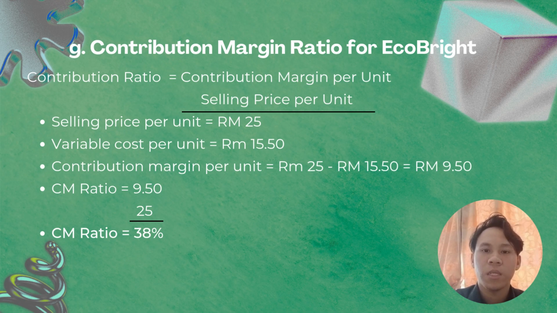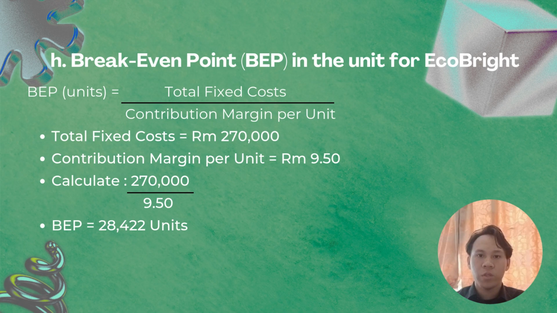This means 38% of each ringgit earned goes to cover fixed cost and profit. It's a useful tool for making business decisions.